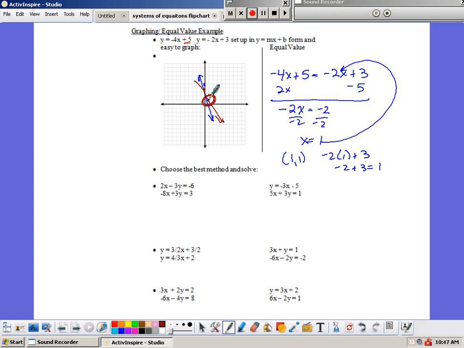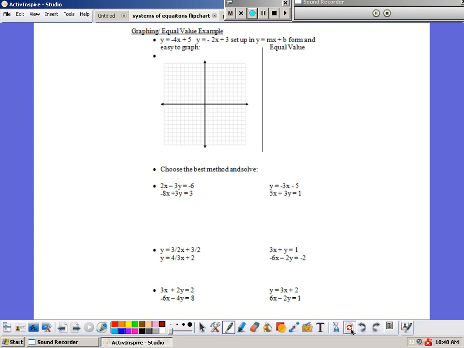On the next ones, we're going to choose the best method first, and then we're going to solve it. Our choices are elimination, substitution, graphing, or equal value. The first one is set up with x's in line, y's in line, equals in line, constants in line. In other words, it's in standard form. This is definitely an elimination.